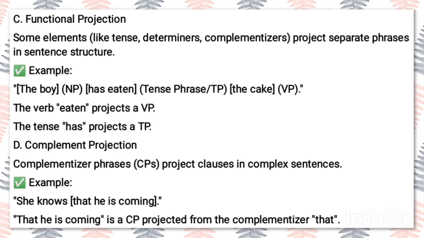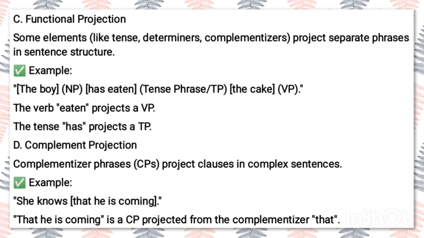Next one is functional projections. In addition to lexical projections, that is noun, verb, adjective, some elements like tense, determiners and complementizer also project their own phrase. For example, the boy has eaten the cake. Noun phrase, the boy. Tense phrase, has eaten. Verb phrase, eaten the cake.